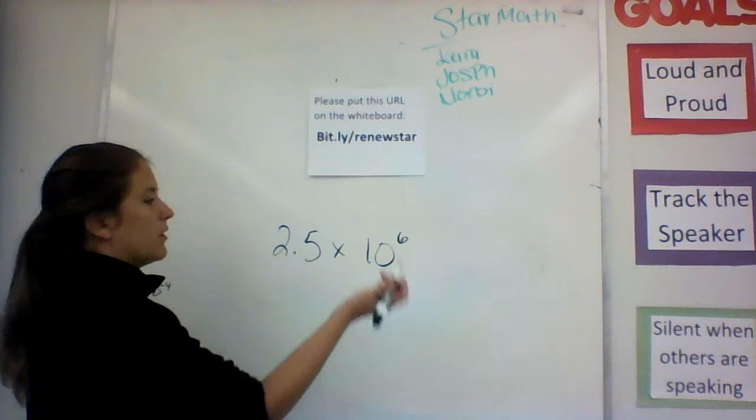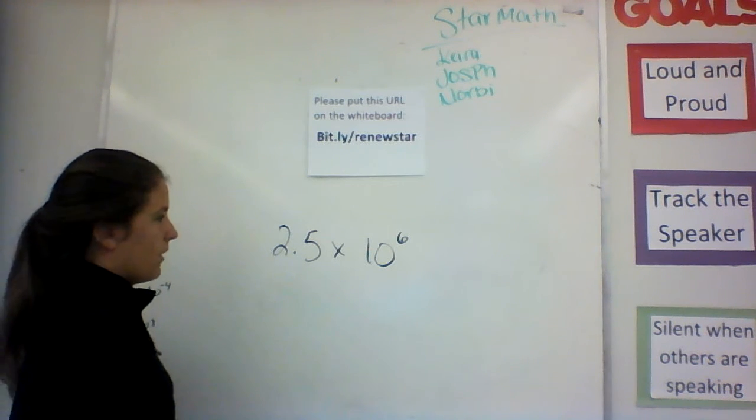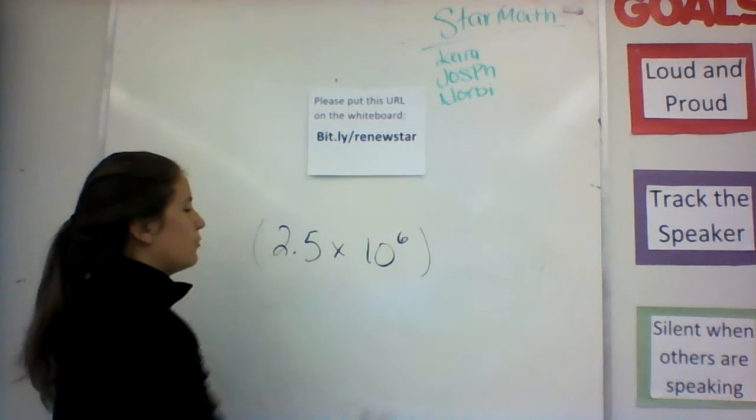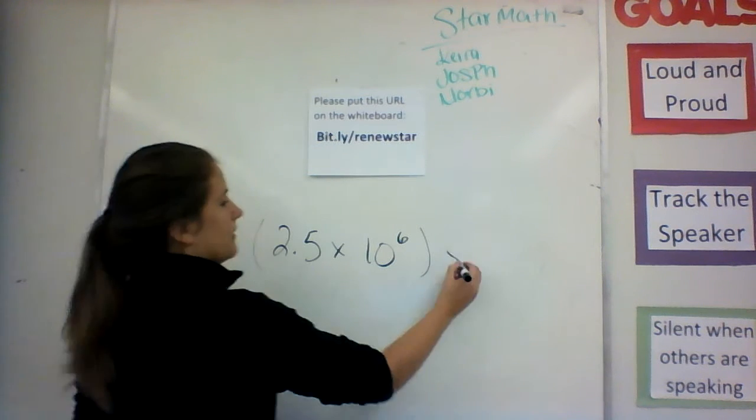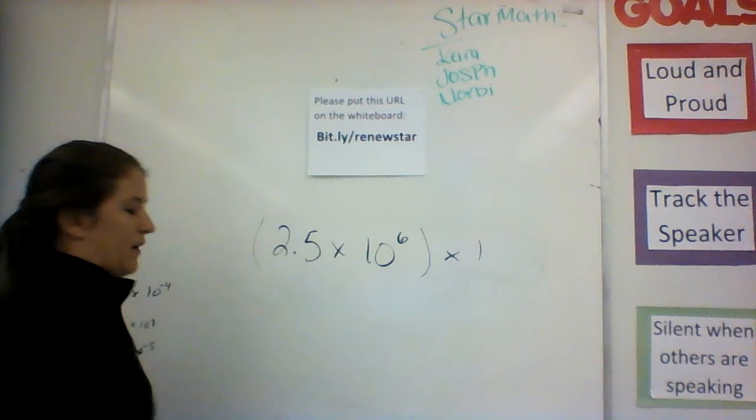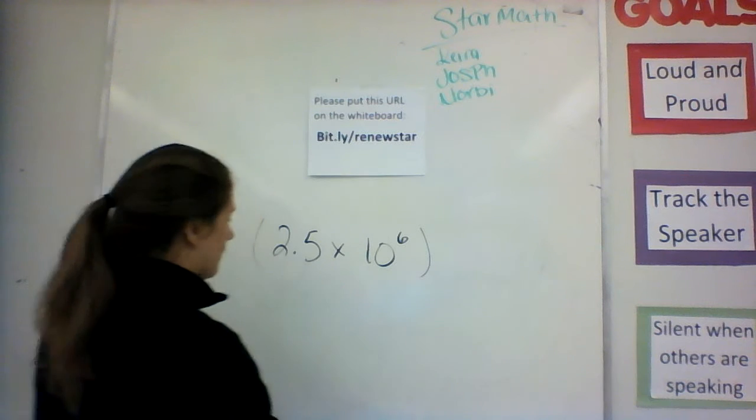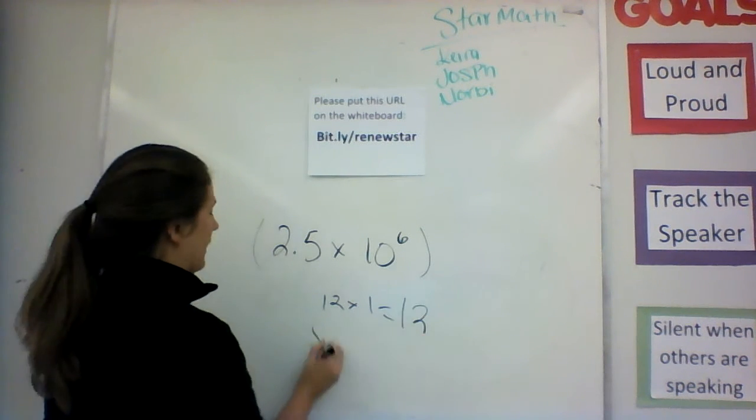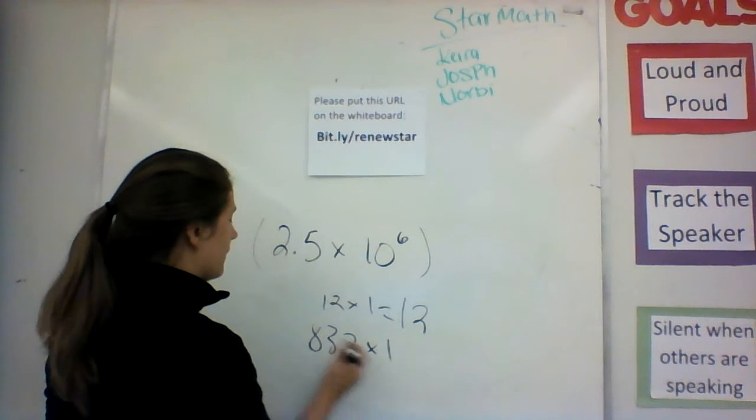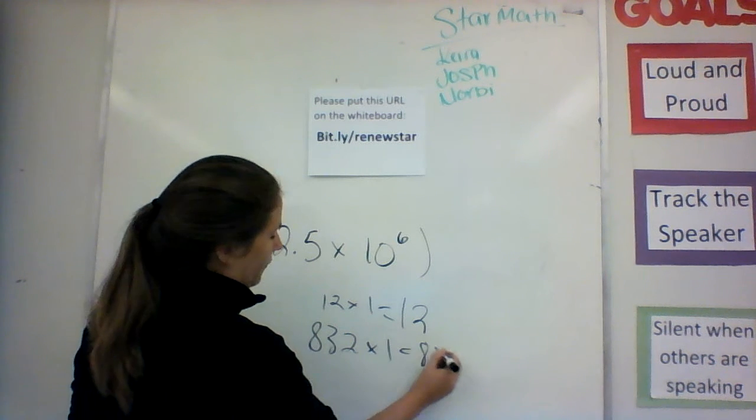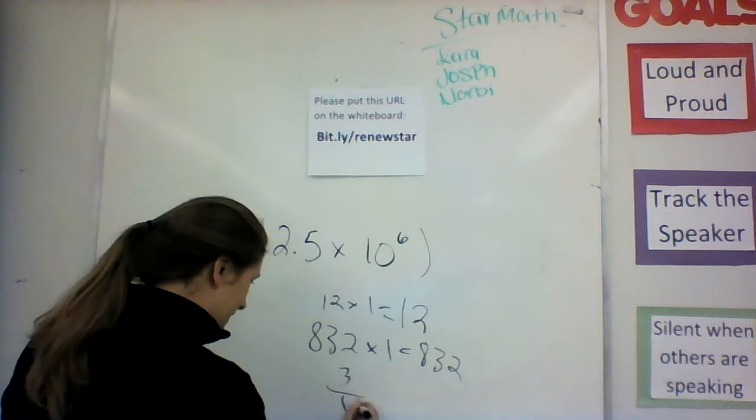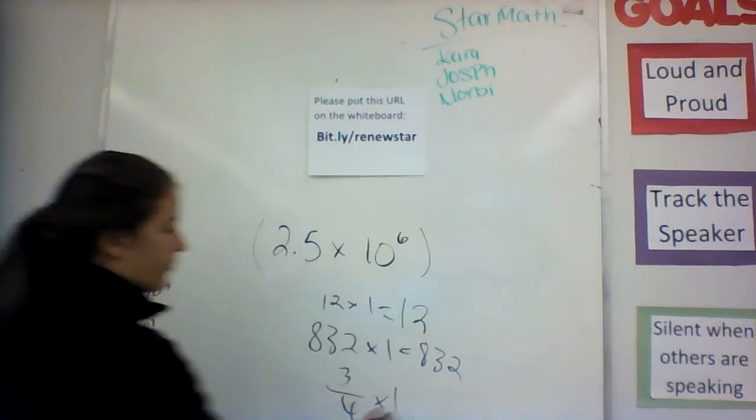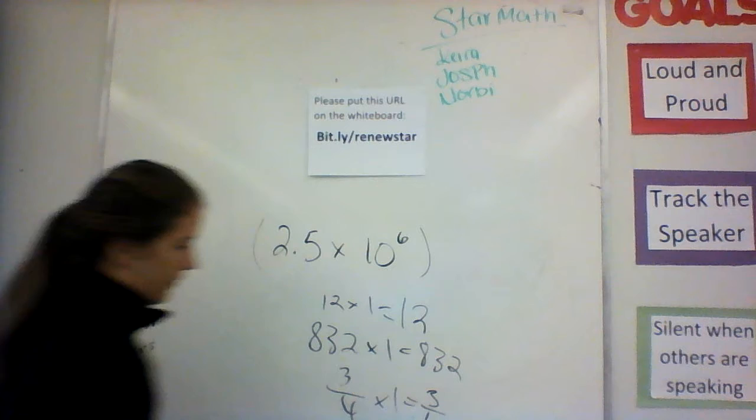What I'm going to do today in this video lesson is essentially multiply this by 1. Now I know that if I multiply anything by 1, I just get the same value. So 2.5 times 10 to the 6th times 1, that's not going to change the value at all, right? 12 times 1 is still 12. 832 times 1 is still 832. 3/4 times 1 is still 3/4. This does not change the value at all.